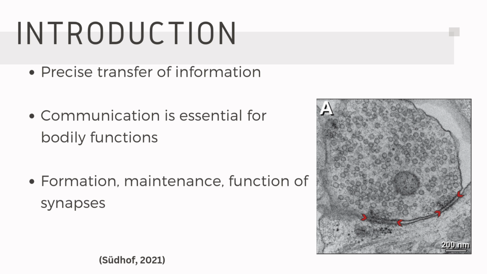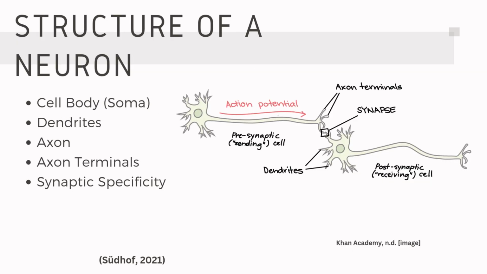On the right here, we have a micrograph of a synapse. The red arrows are pointing to the neurotransmitters traveling from one neuron to the next. Throughout this presentation, we'll explore how neurons are structured, how they transmit signals, and how synapses play a critical role in neural communication. Here is the structure of a neuron.